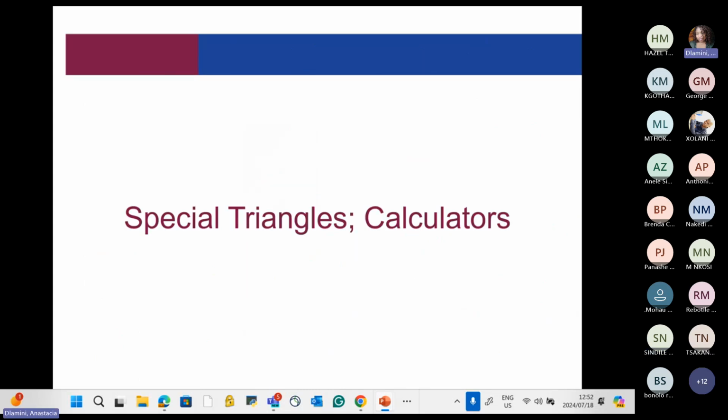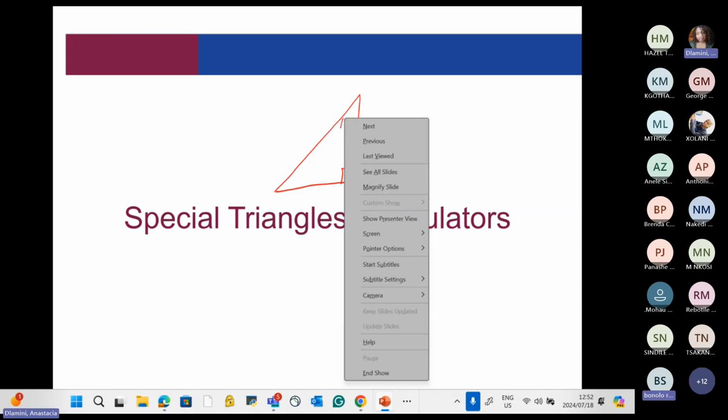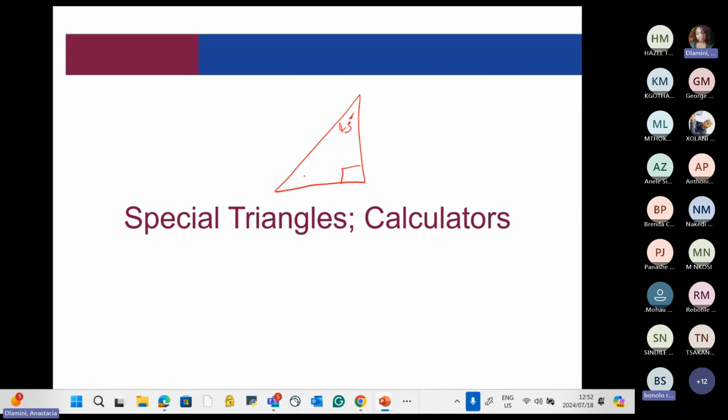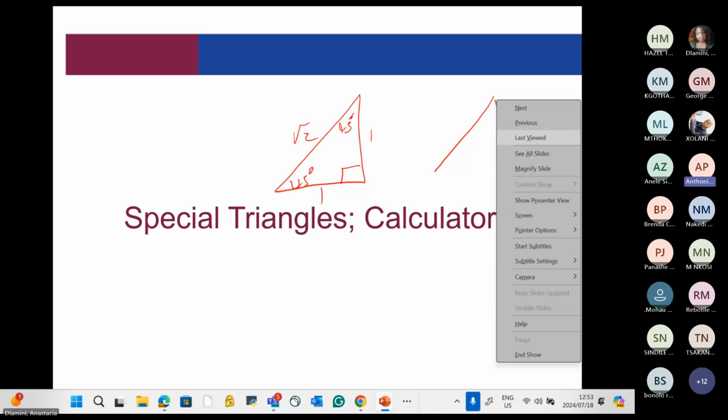Now they say special triangles. Can someone remind me of the special triangles? The first triangle is what? Isosceles right angle triangle, 45, 45. We did this, guys. Let's start with degrees. This has 45 degrees and this has 45 degrees. Their sides are what? That side is 1, the other one is 1, and the hypotenuse is root 2. Yes. And the other special triangle is 30 and 60, 60 and 30.